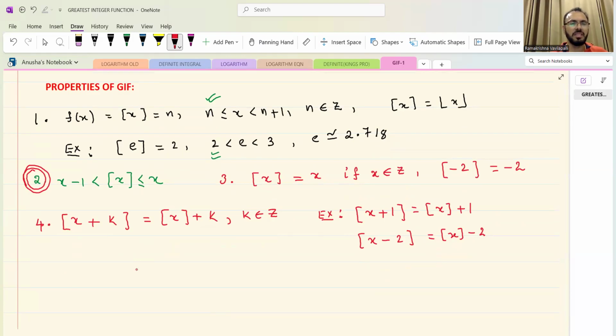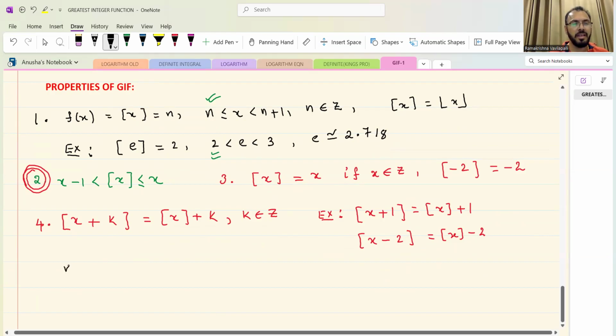Nice. Okay. If you want a proof of this particular concept, I can prove it in only one line. You see that x lies between n and n plus 1.